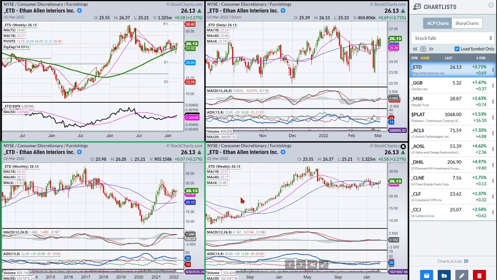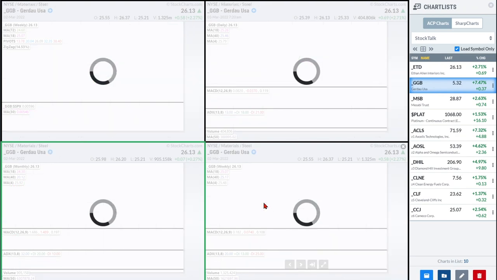ETD is our first stock here. The monthly chart pulled back to the 18 month. We're getting a pretty good look here off the weekly as well, with low ADX and the MACD cupping around. I think this looks pretty attractive based on where it's set up, but I'd like to see this get through 26 and a half, 27, maybe show some signs of strength here, but this big reversal was pretty nice.